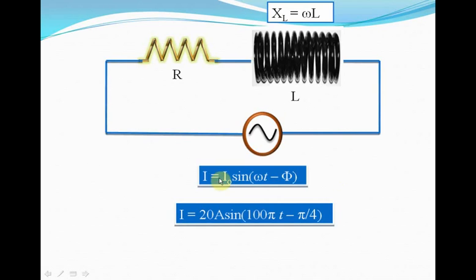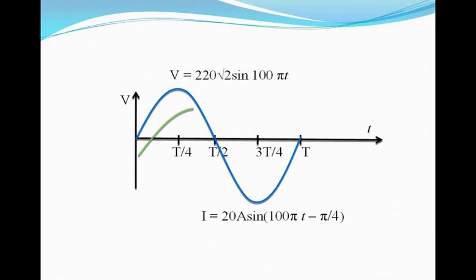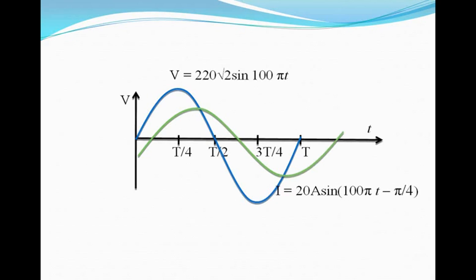The problem also asked us to depict the variation of electric current on the same graph on which the voltage variation has already been depicted, isn't it? Now the equation for the voltage is 220 root 2 sin 100 pi t, because omega is 100 pi and the RMS voltage is 220 volts. So the maximum voltage is 220 root 2. Now we can similarly plot the electric current on this graph. I is 20 sin(100 pi t minus pi by 4).